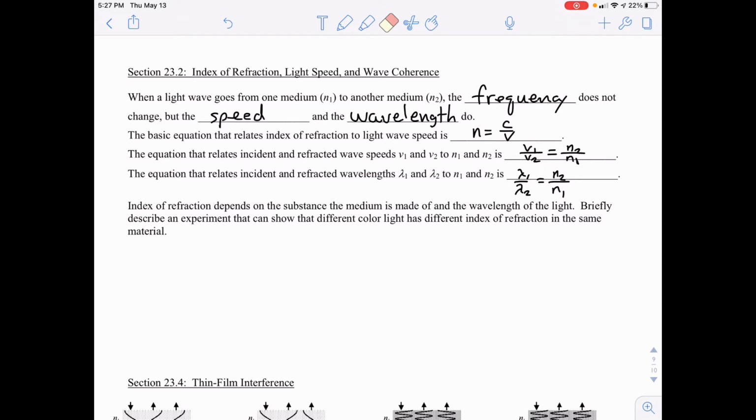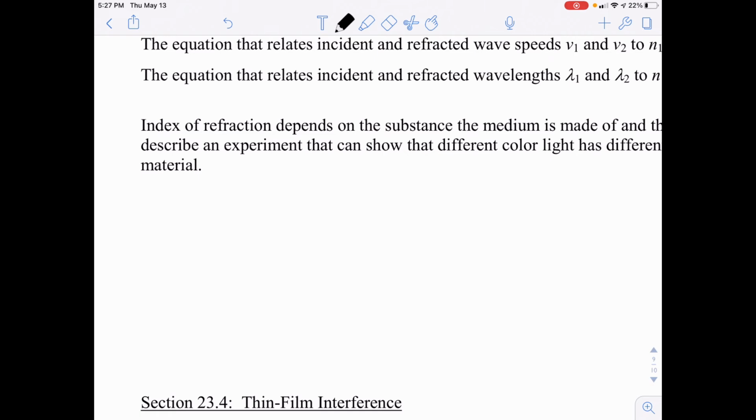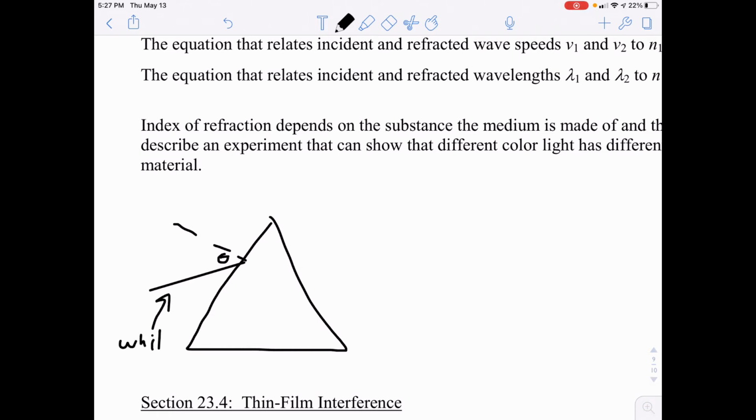Briefly describe an experiment that can show that different colors of light have a different index of refraction even in the same material. Well, that's a pretty easy one to do. We would take a triangular prism and pass white light through that prism at an angle measured from the normal right there. This is white light. That white light is going to bend and refract a little bit inside, because there's our theta 1 and our theta 2 and so on.